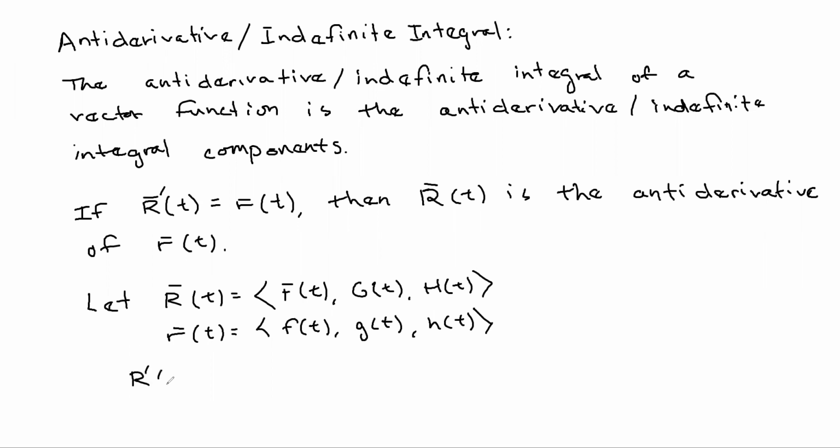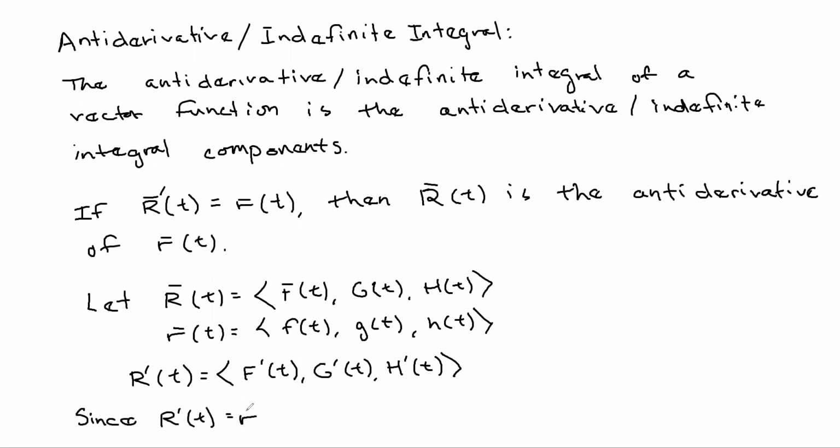Then capital R prime of t would equal capital F prime of t, capital G prime of t, capital H prime of t, right? That's what we just learned a few minutes ago, that the derivative of a vector function is the derivative of the components. All right, so given these two things, we can infer this. And then we know that R prime of t equals lowercase r of t, right? So what does that tell us?